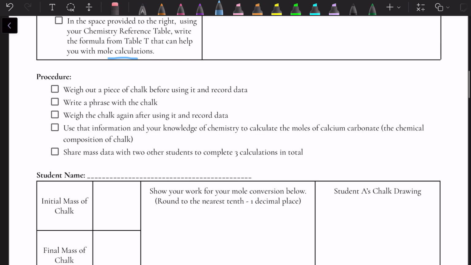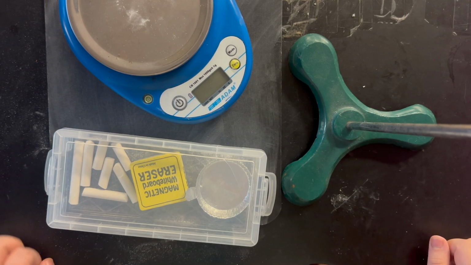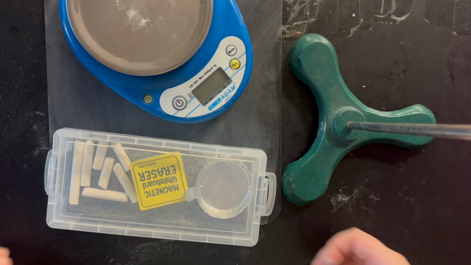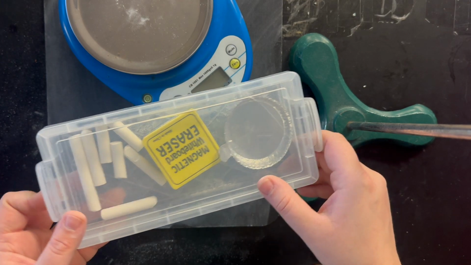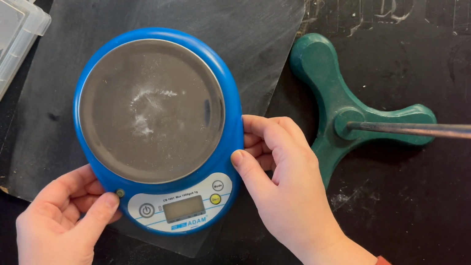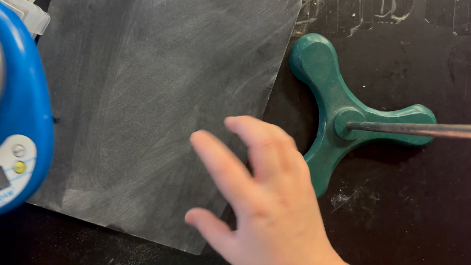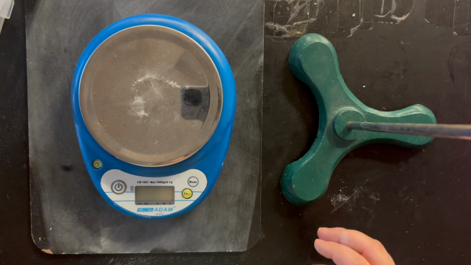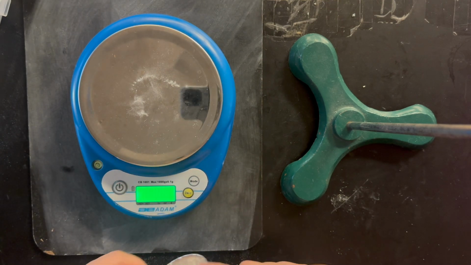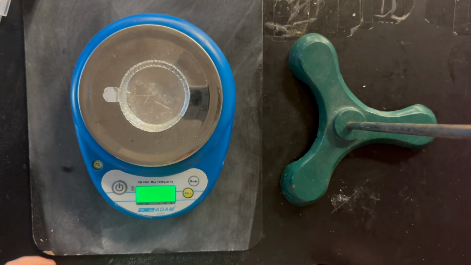Okay, so getting into the hands-on part of it. What you're going to find at your station for this part of the lab is a bin with chalk, an eraser, and a weighboat, a scale, whether it's this or the other one that we have, and a small chalkboard. So the first thing you're going to want to do is turn on your scale and throw a weighboat on it.